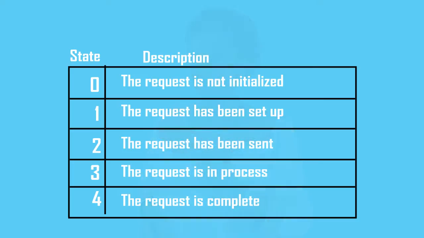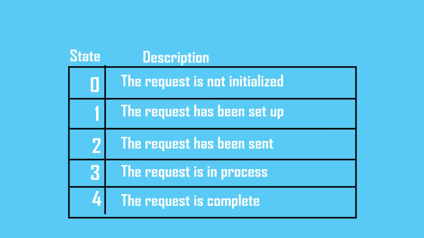Property 2 is the readyState. This property holds the status of the server response. As you can see in the script, it's object.XMLHttpRequest.readyState equals that particular state. Now we're going to see the different states that are available for this property. As you can see, there are 4 states and there's a description for each state.